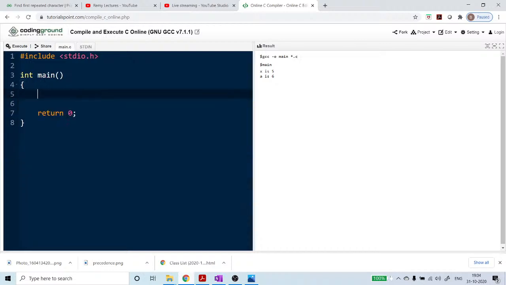So I'm going to take, suppose, int x equal to 10, comma, that's it.